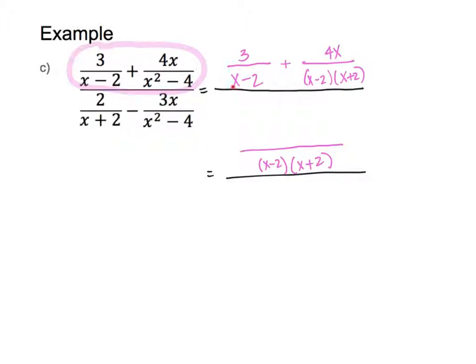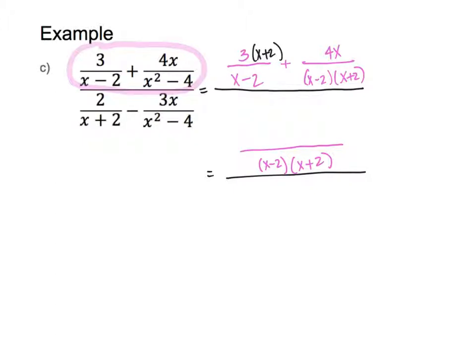So notice this one has an x minus 2, but it doesn't have an x plus 2 in the bottom. So that means I have to multiply this 3 by x plus 2. So you always multiply the top by whatever the bottom is missing from the common denominator. Now, for this one here, notice that the denominators are the same as the common one. So in this case, you don't have to multiply anything to this 4x. You can keep it the way it is.